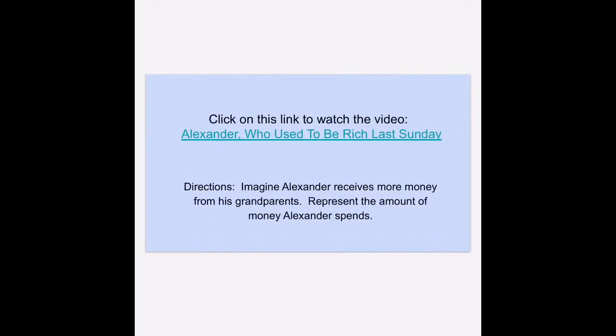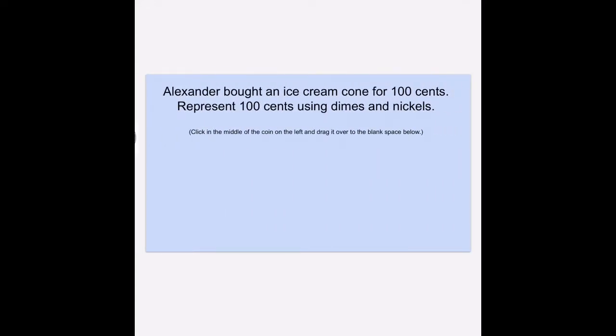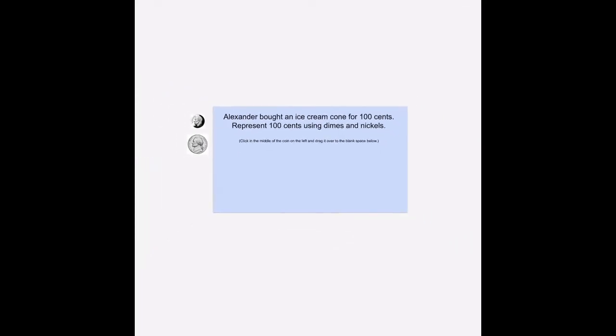I can still go back and double tap on this video. And now I see, okay, here's my question. I need to click in the middle of the coin on the left and drag it over. I still can't really see it, so I'm going to make it smaller by pinching the screen a little bit. Then I can click on which one I need, and I'm going to bring it over.